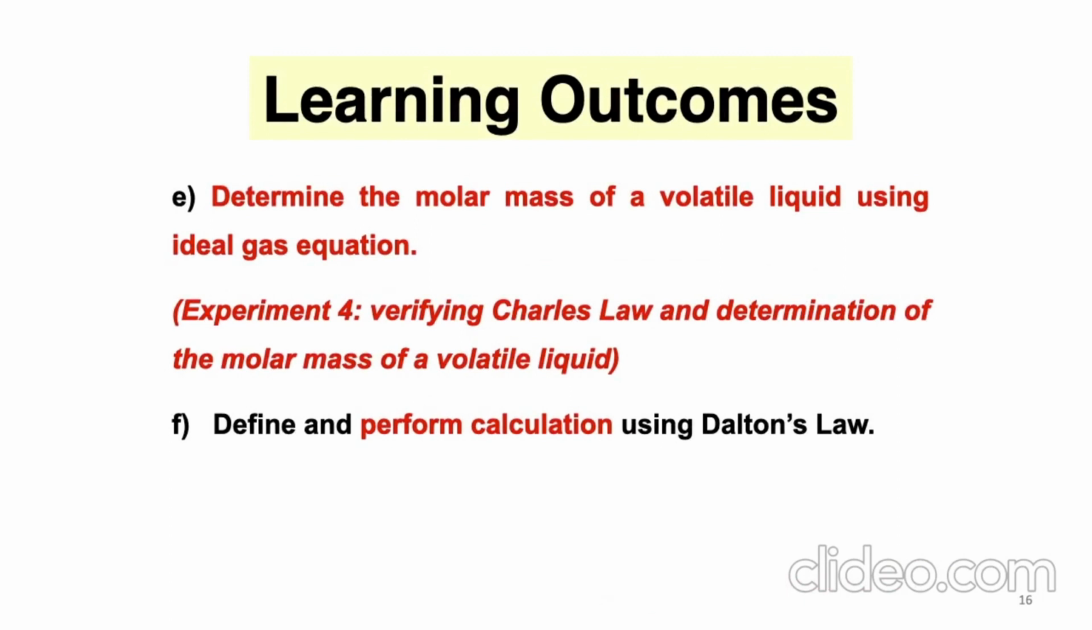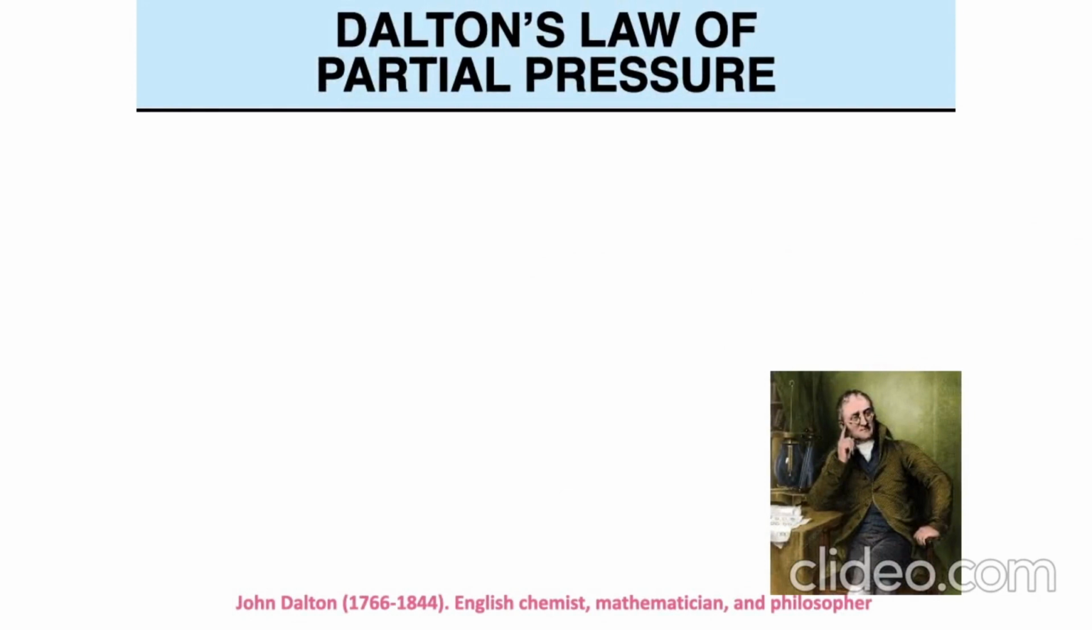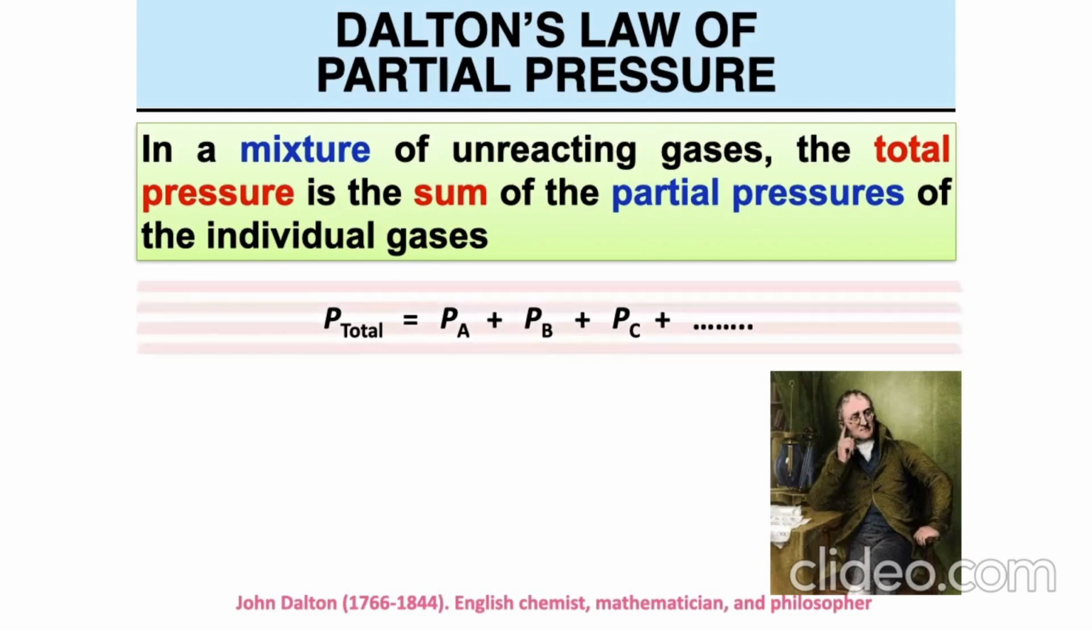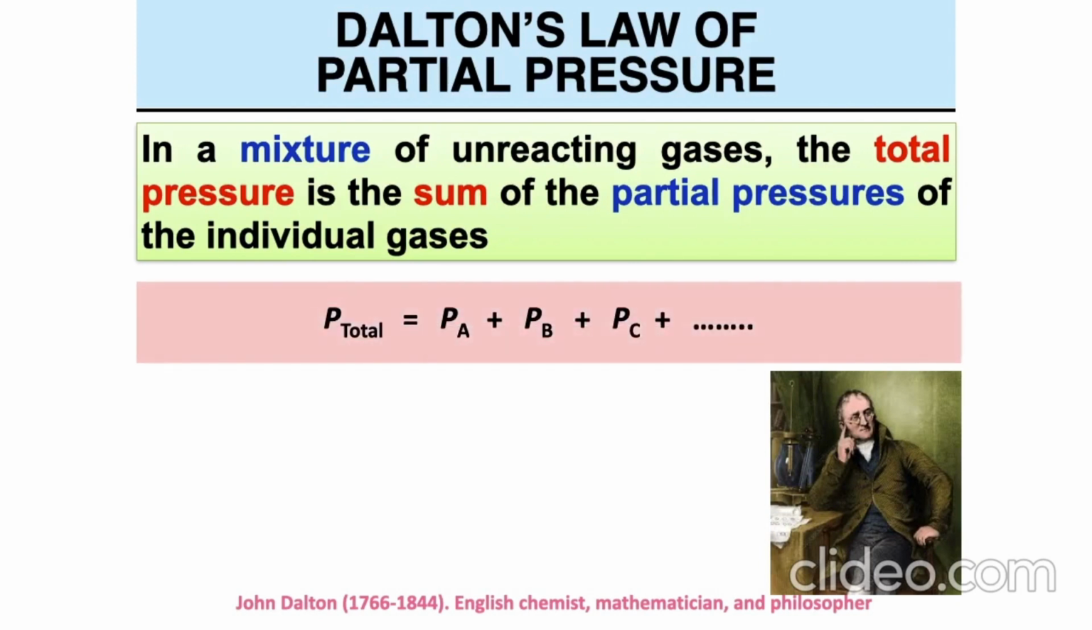Next, students should also be able to define Dalton's law. Dalton's law of partial pressure: in a mixture of unreacting gases, the total pressure is the sum of the partial pressures of the individual gases. By the formula, P total equals the partial pressure of A plus the partial pressure of B plus the partial pressure of C, and so on.